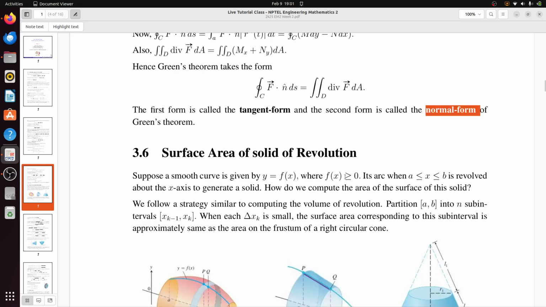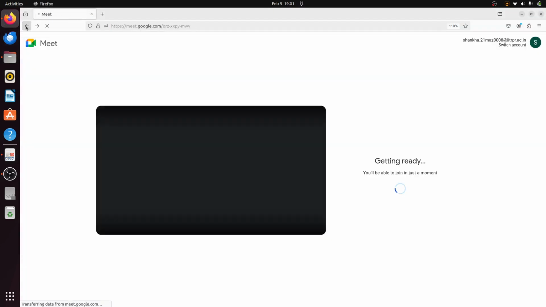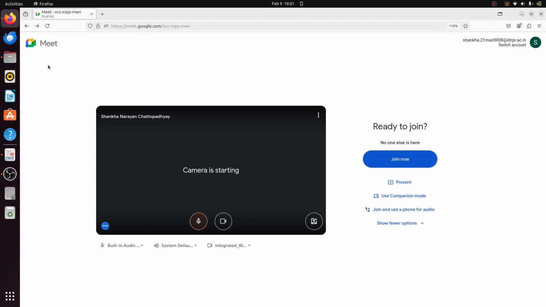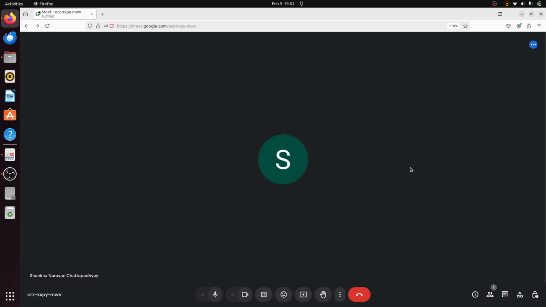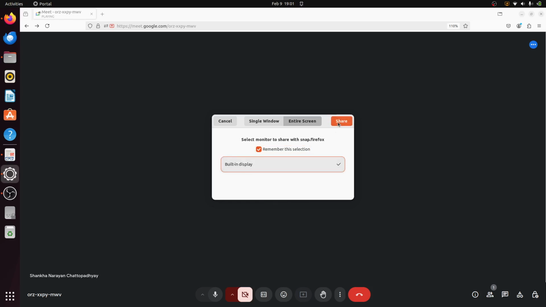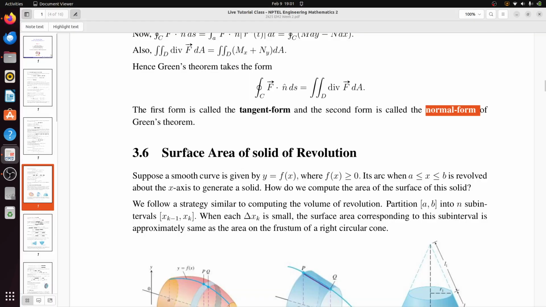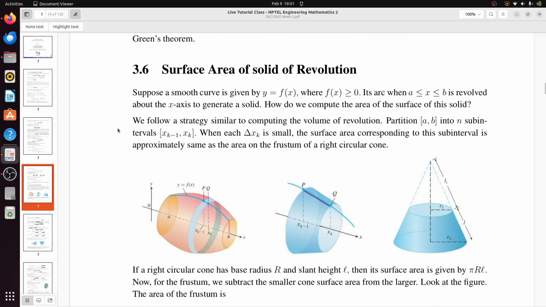Now there is one important question, that is surface area of solid of revolution. I hope that you are getting familiar with these concepts about surface area of solid of revolution and all.